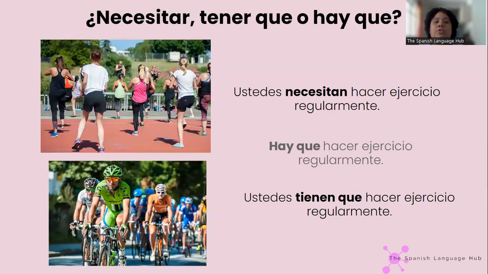General idea, general rule for everybody, so that you can see in a gym, maybe, as a poster, there's a recommendation. Ustedes tienen que hacer ejercicio regularmente. Now, here, they have to, because they are professional athletes, okay? So if they miss not working out for a week, it might be bad for them, especially if they have a very important tournament or competition coming up after that week. So I hope you can see the difference between these two.